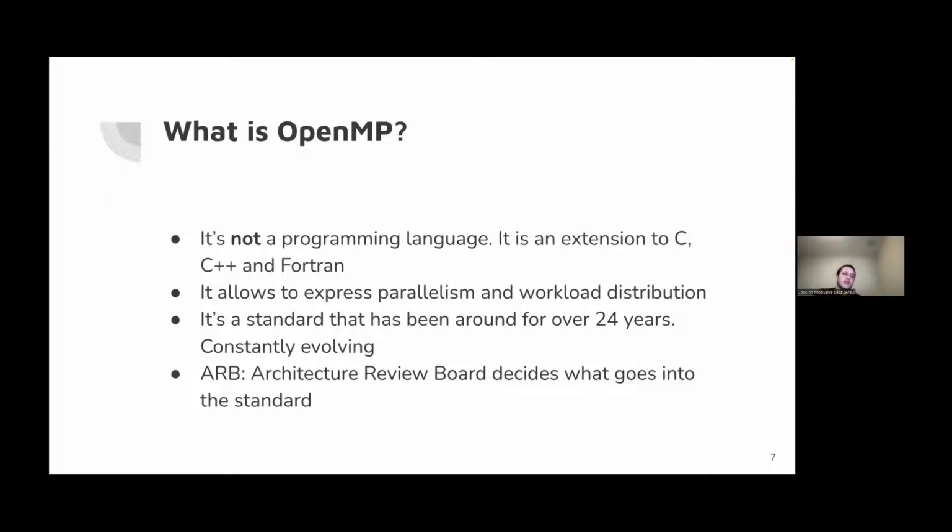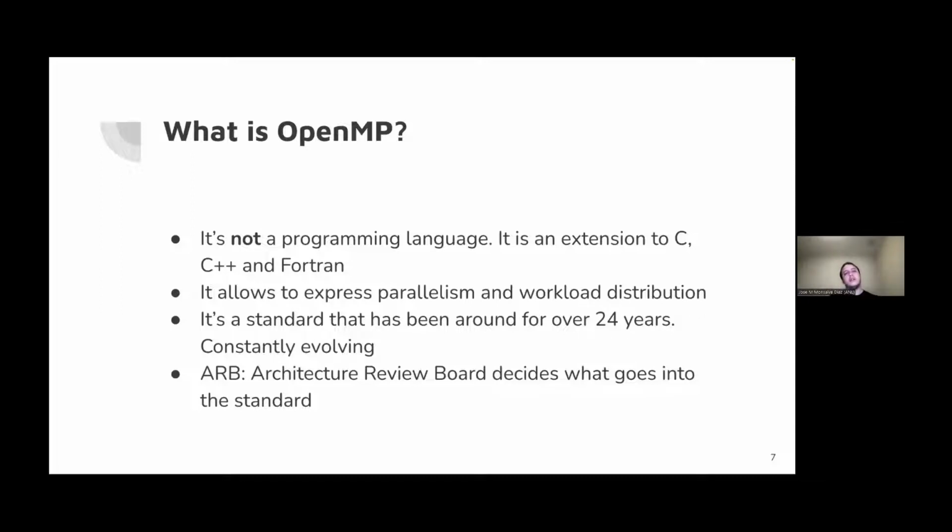Okay, so it is possible to influence the standard, especially at two main moments. One of them is called the IWOMP, the International Workshop on OpenMP, which is a conference where most likely you're going to see most of the OpenMP ARB. The IWOMP conference is usually held 1 week before one of the face-to-face meetings of the ARB.